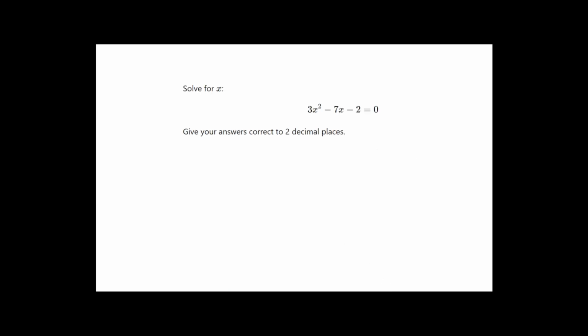Easy enough. Next example. There's not really a lot to look at in this one. The a is 3, b is minus 7, and c is minus 2. It's already equal to 0. Give your answer to 2 decimal places. So again, I'm going to do the b squared minus 4ac bit, the discriminant. So that's going to be minus 7 squared minus 4 times 3 times negative 2, because a is 3, b is minus 7, and c is minus 2.